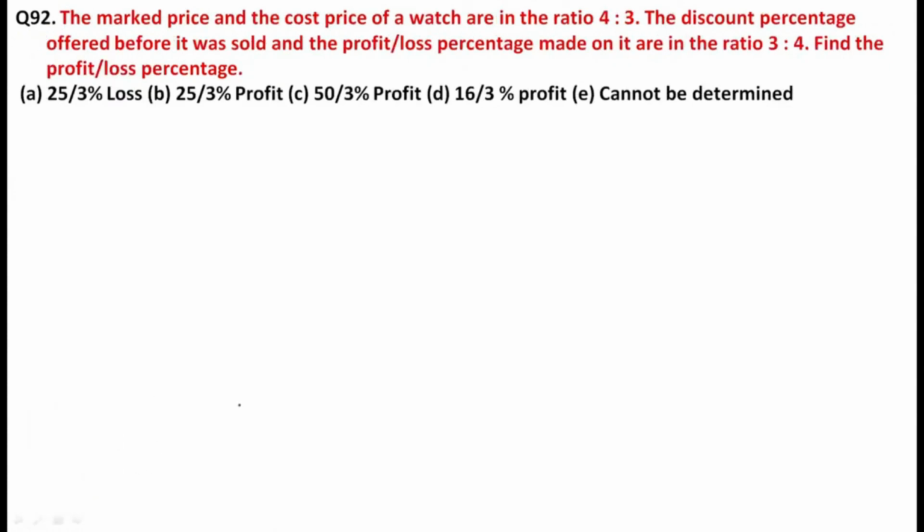Just try this question. The market price and cost price of a watch are in the ratio 4 is to 3. And the discount percentage offered, we don't know whether it is a profit or loss percentage. Now the respective ratio becomes 3 is to 4. Now you just take it as 4x here and 3x here.